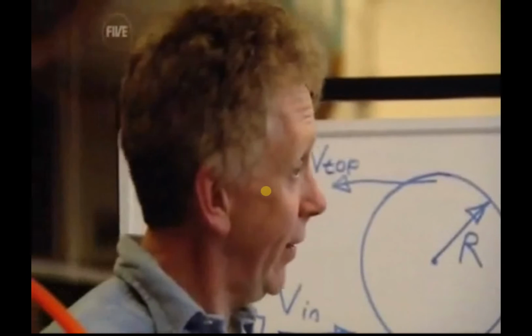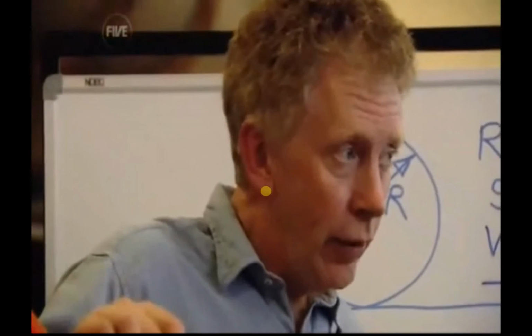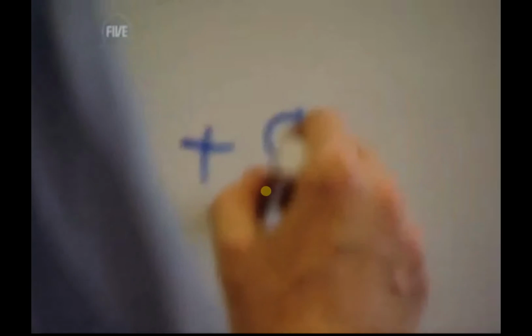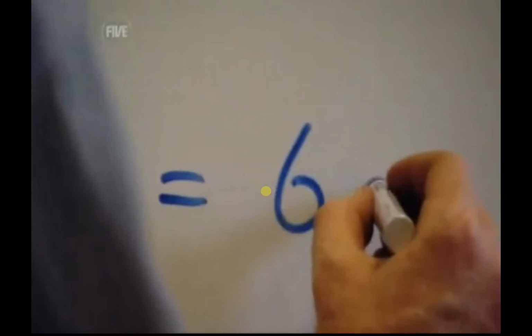But you know what we haven't worked out though? Is what are the G-forces you're going to experience? Because you want to know whether you're going to black out or not. The total G-force you will experience as you enter this loop will be 6.